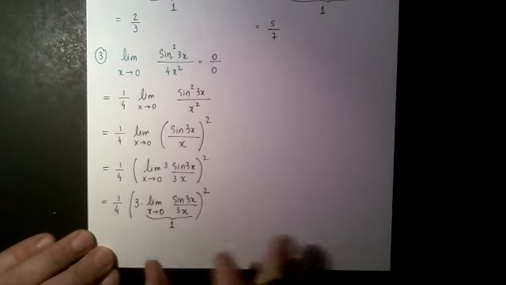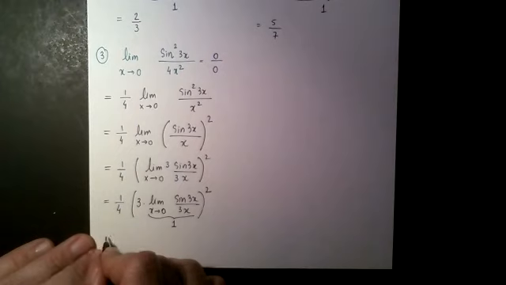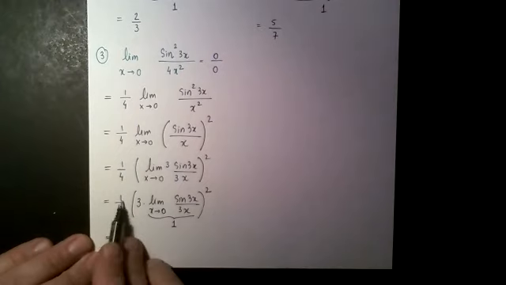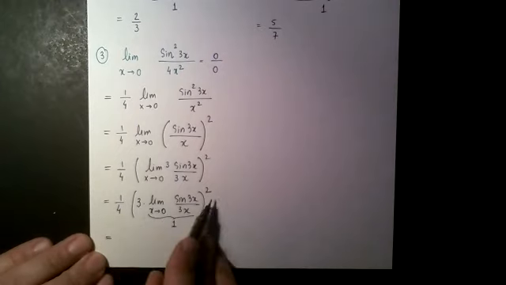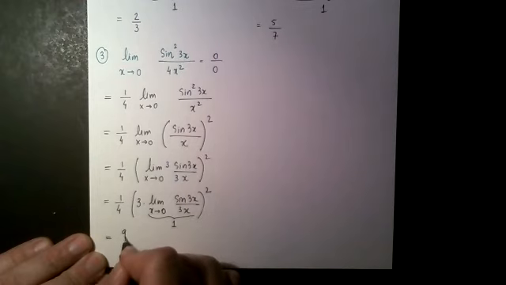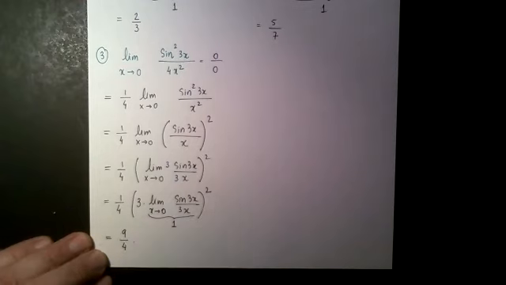So what am I left with? Well, 1/4 times 3 times 1, this is 3. 3 squared is 9, so my answer is 9 over 4. Do you understand?